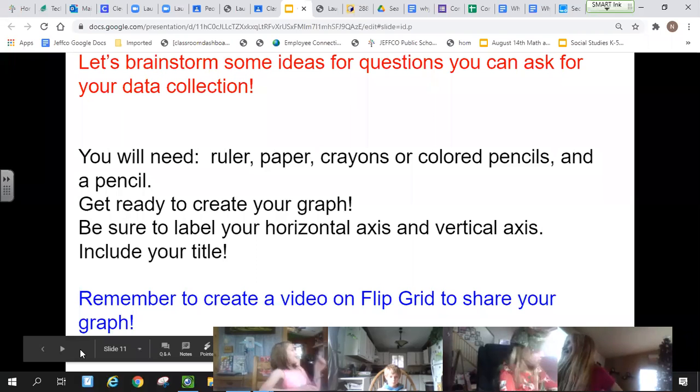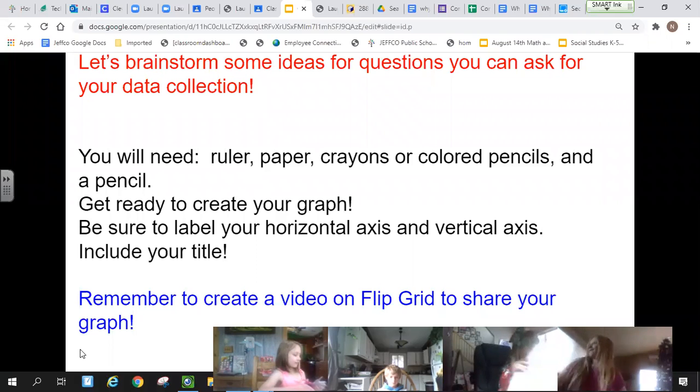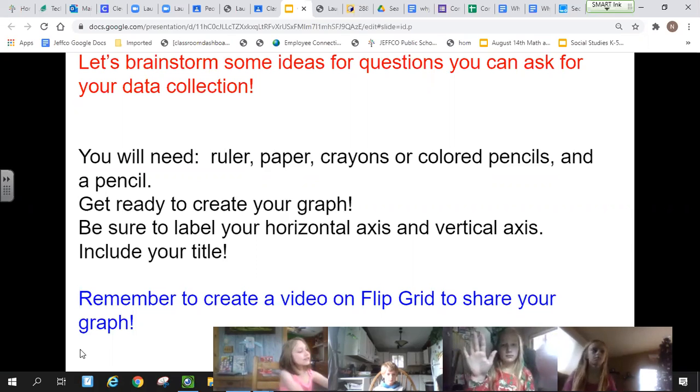So let's brainstorm some ideas for questions you can ask for your data collection and then for your graph. Anybody think of something they could count that has different types in your house, and it doesn't have to be related to Christmas? Madison, what are you thinking?